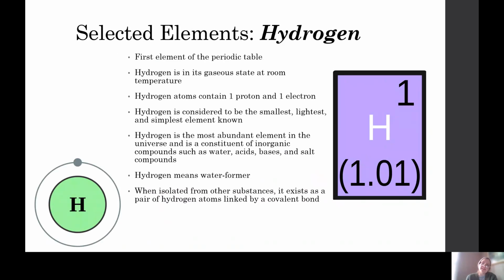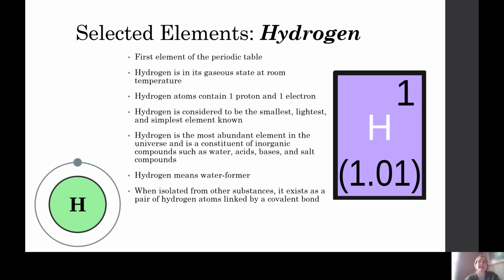Then we're going to talk briefly about a couple of chosen elements, the first being hydrogen. Hydrogen has the atomic number 1. It's the first element of the periodic table. It appears in a gaseous state at room temperature and normal pressure. Hydrogen atoms contain 1 proton and 1 electron. It's considered to be the smallest, lightest, and simplest element known to man.